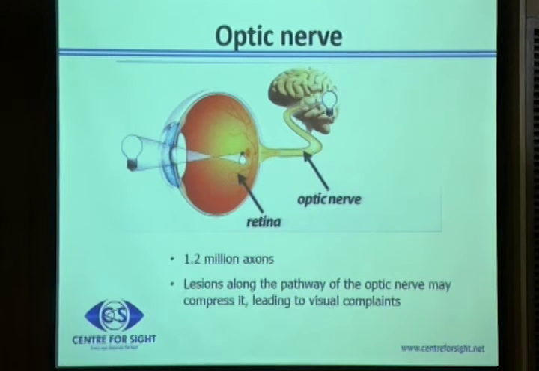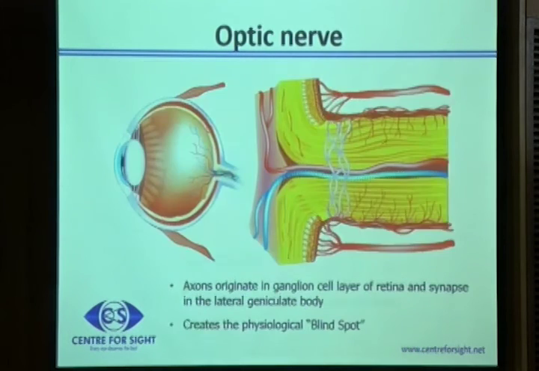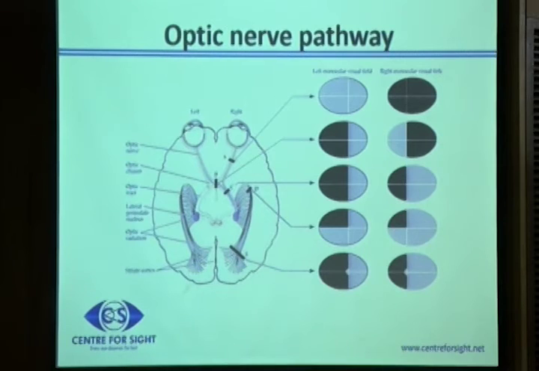And finally, like I said, all the fibers get together and travel via the optic nerve to the brain, to the visual cortex, which is the occipital cortex. And the axons, which originate in the ganglion cell layer of the retina, will finally synapse in the lateral geniculate body. So as the nerve travels across the brain, we can have lesions along this pathway also that will cause various visual problems.